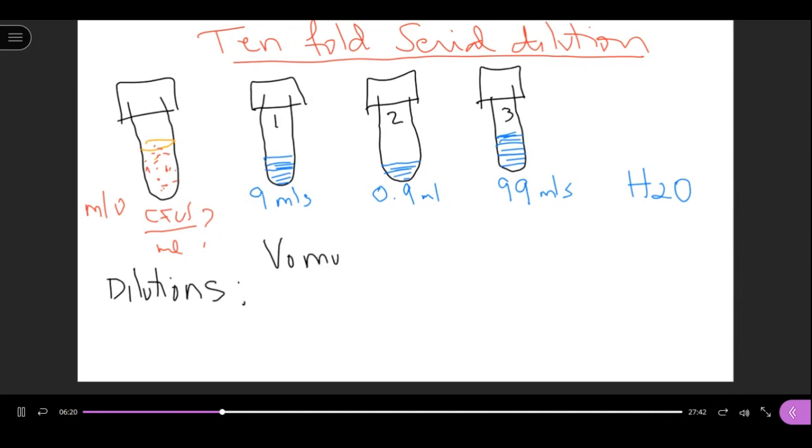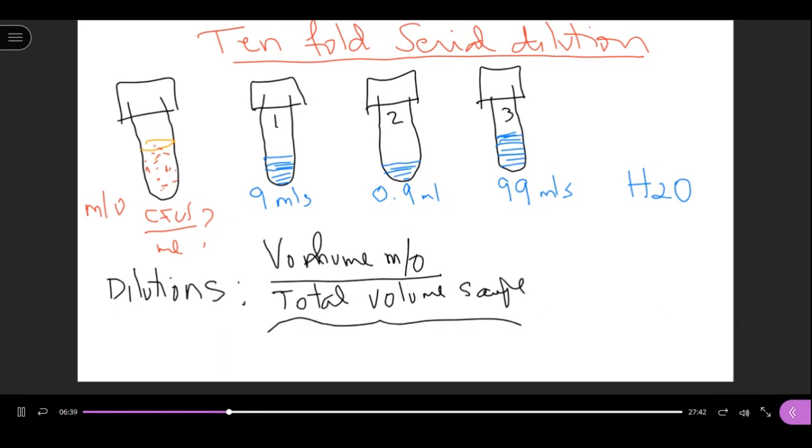Dilution factors, the formula is the volume of the microorganism over the total volume. But keep in mind the total volume involves the volume of the microorganism plus the volume of the water.